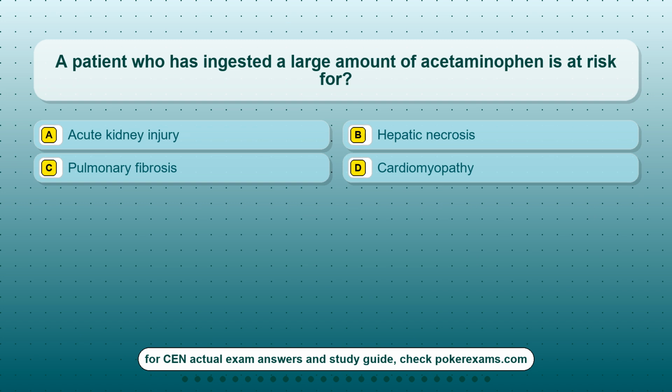Question 12. A patient who has ingested a large amount of acetaminophen is at risk for? Option A, acute kidney injury. Option B, hepatic necrosis. Option C, pulmonary fibrosis. Option D, cardiomyopathy.